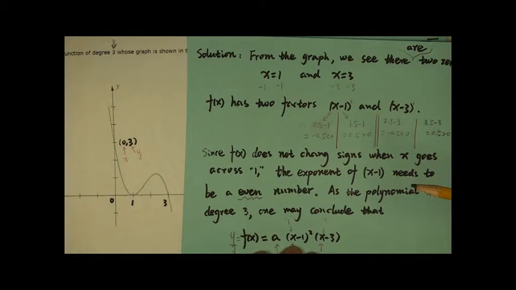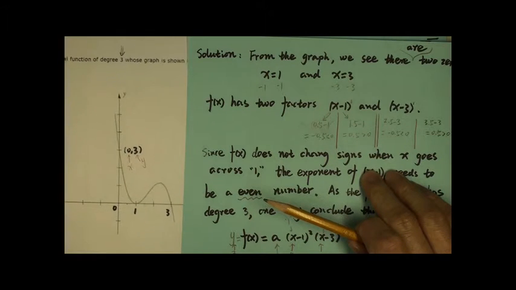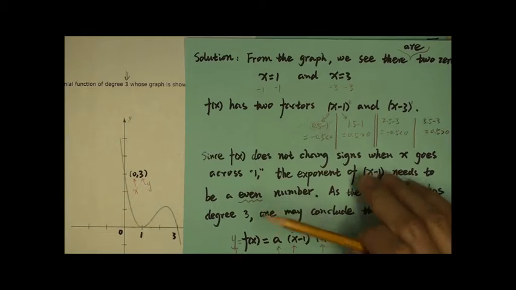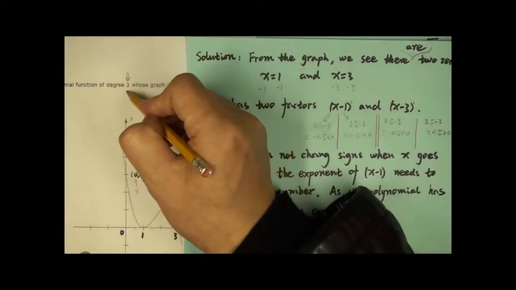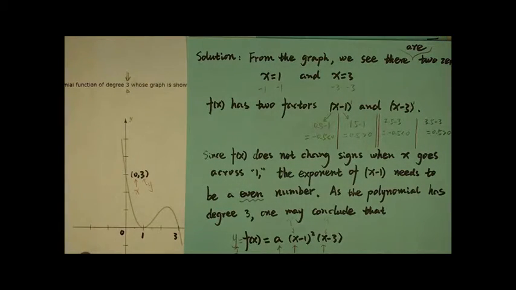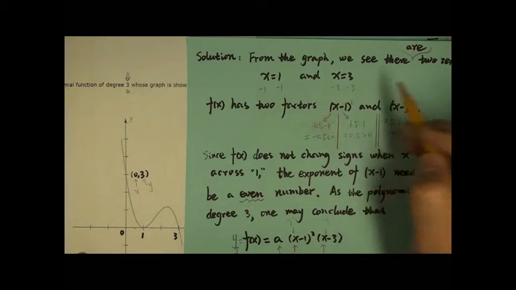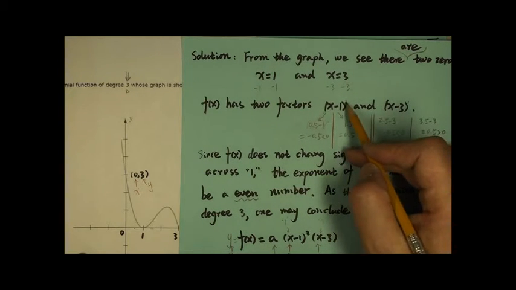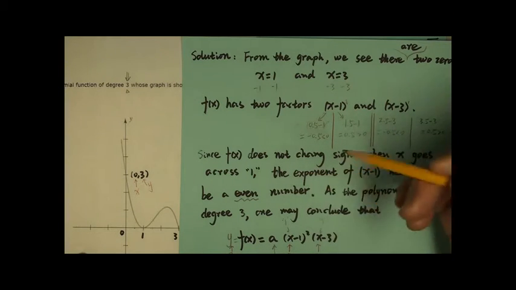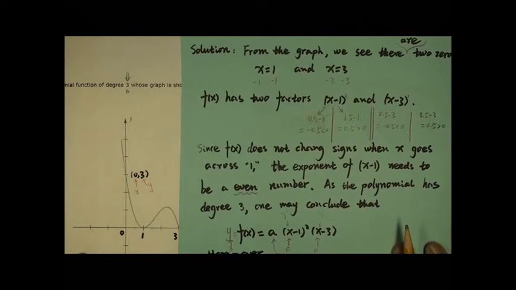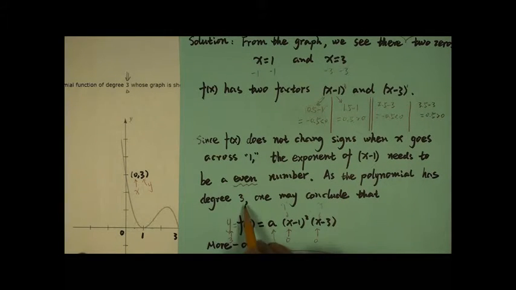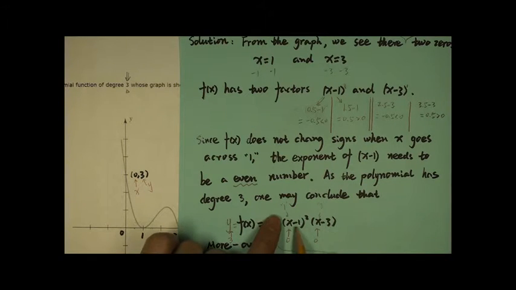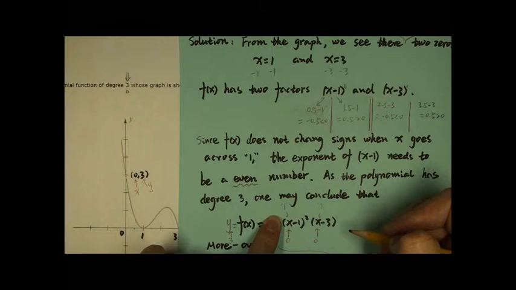Maybe 2, maybe 4. But remember, we were told what? The degree of f(x) was 3. Okay, this is what we were told. So if the degree is 3, then if here is 2, here is 1, added together would be 3. So we cannot say here is 4. If it's 4, then with 1 here, the whole polynomial will be degree 5. That's why we say, since the polynomial has degree 3, one may conclude that x minus 1 has exponent 2 and x minus 3 has exponent 1. Okay.